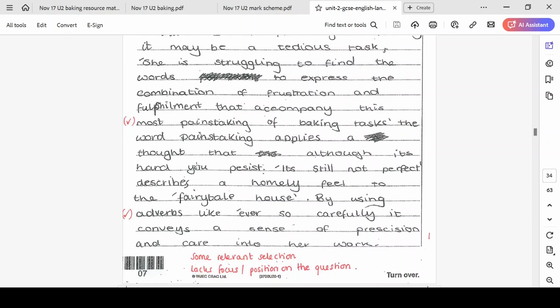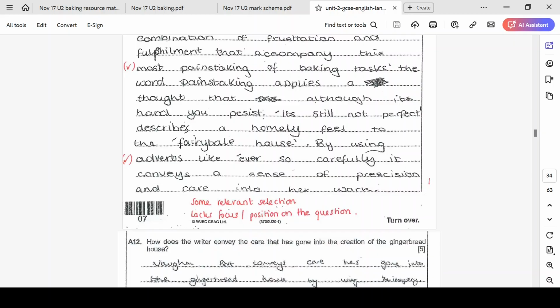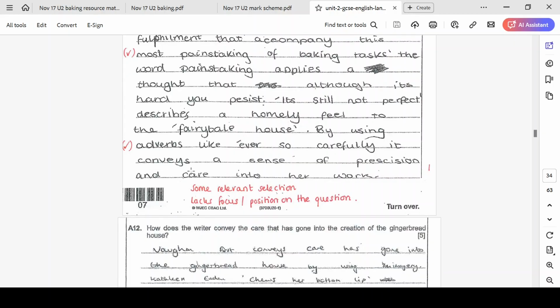See, what I would have done here is I'd have said, which suggests that you take care. I'd come back to the words of the question to show the examiner that I'm answering the actual question and not something that's vaguely like it. By using words like ever so carefully, it conveys a sense of precision and care. Yeah, that's all right, isn't it? That's done much more briefly as well. It doesn't have to be the word adverbs. You'd get the same mark for writing just the word words. But there we are. Ever so carefully conveys a sense of precision.